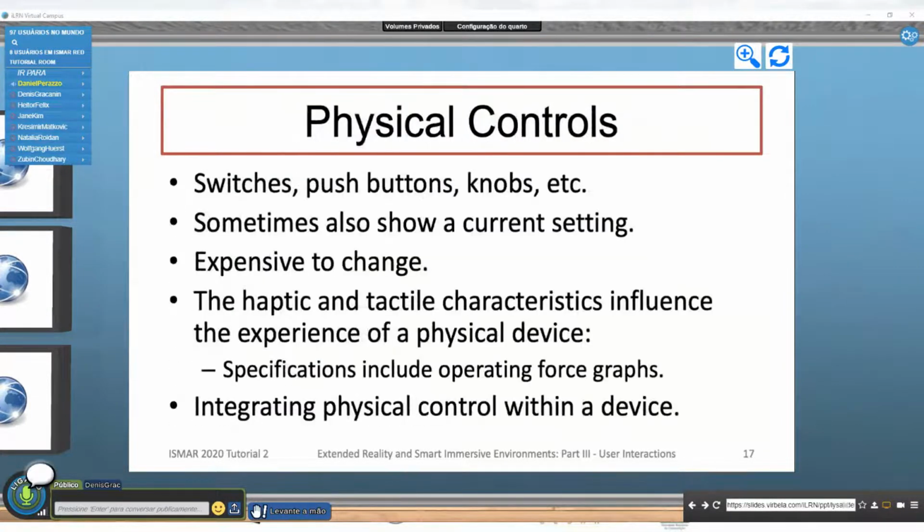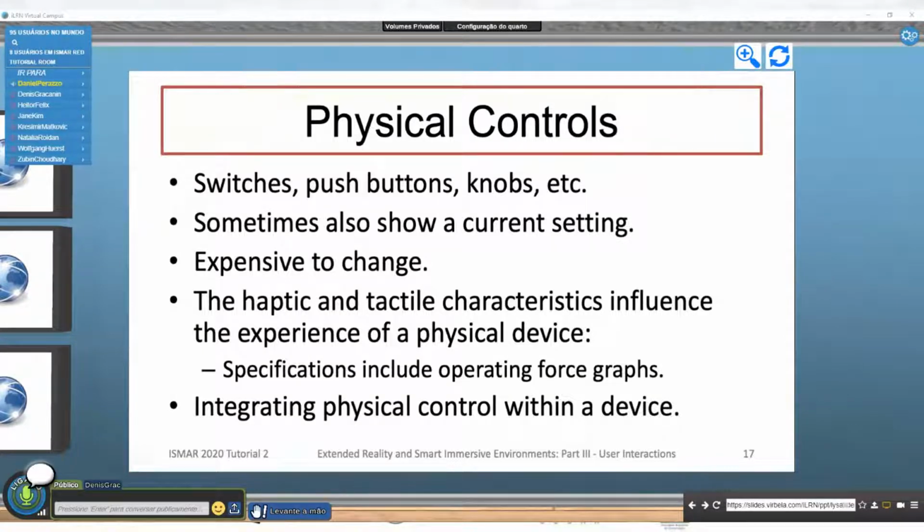So what are the physical controls that we can use? Again, switches, buttons, knobs, going back to the example that we've seen before about light control. So that's a typical example of those physical controls and switches. But then, as you also saw there, the problem is, what does it mean? So therefore, we need to also show the current setting, and that can be expensive to change if you want to redesign the switches or put something else.